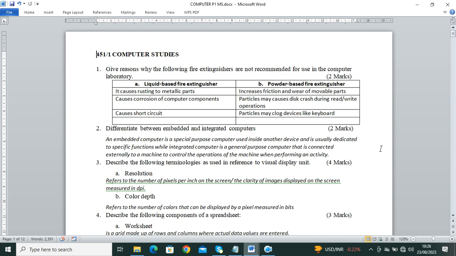Remember, the disk goes out, it rotates. So it also increases friction. So whenever you increase friction, you are destroying the object.